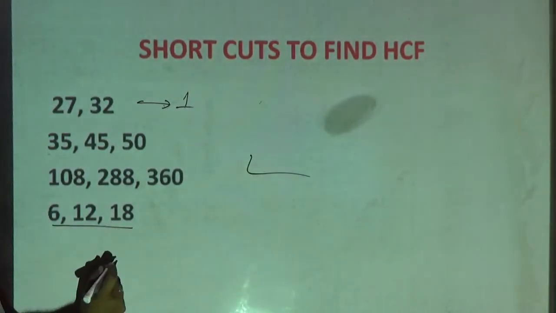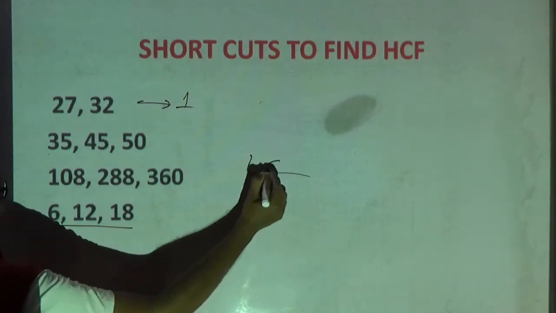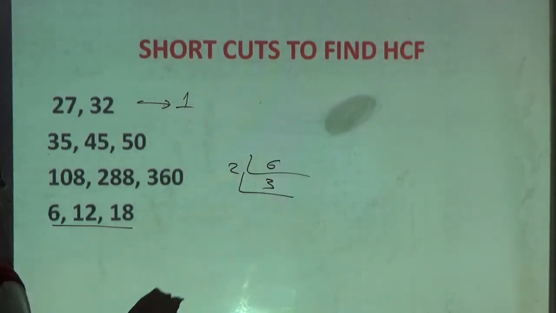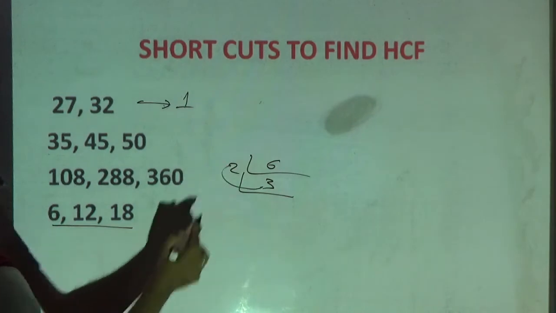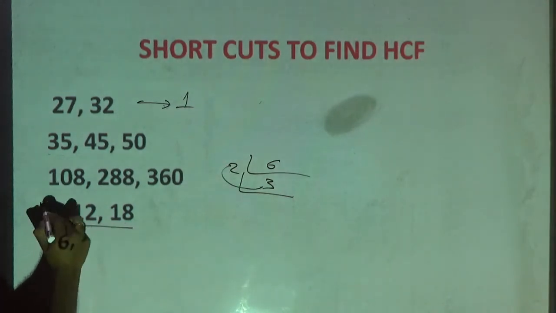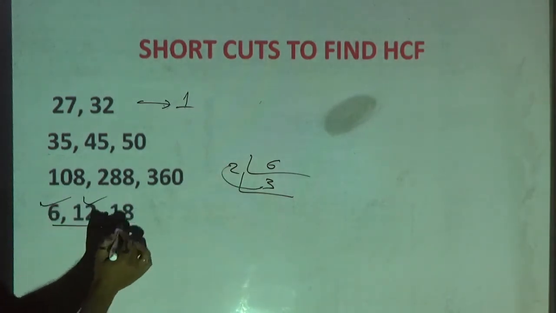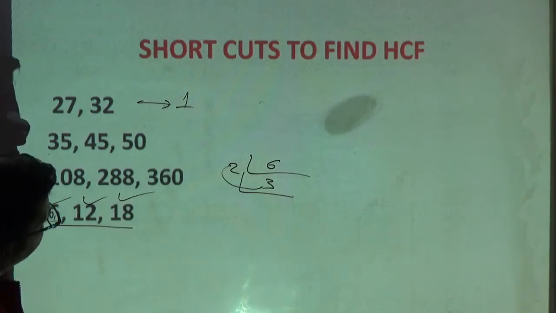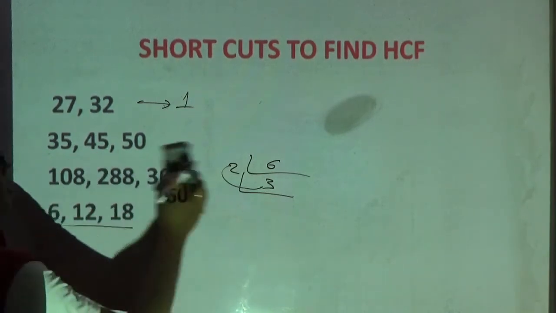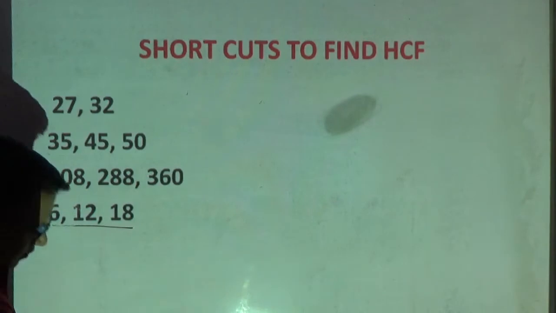Which is the smallest number among these three? 6. Okay, 2 3s are 6. Now please observe: 3 into 2 is what? 6. From 6 I can divide 6. From 6 I can divide by 12. From 6 I can divide by 18. Therefore HCF is what? 6. Hope you have understood. I will go for the next example.